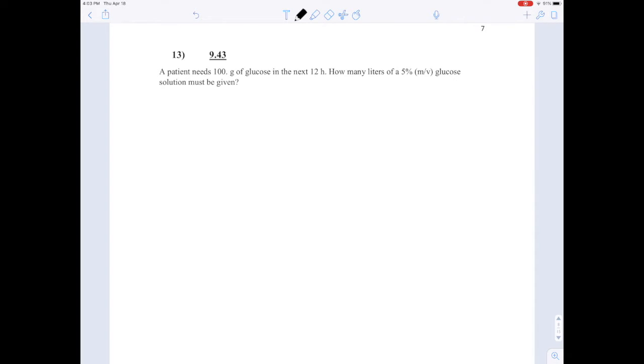Question 13 in Chapter 9 says that a patient needs 100 grams of glucose. Now, it's going to take them 12 hours to get it, but they need 100 grams. How many liters of a 5% mass volume glucose solution must be given?